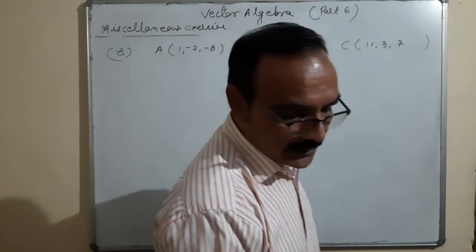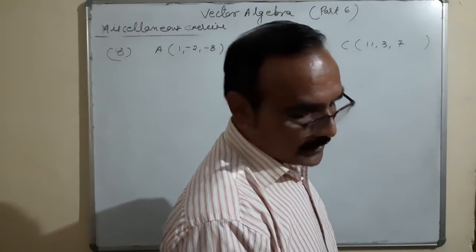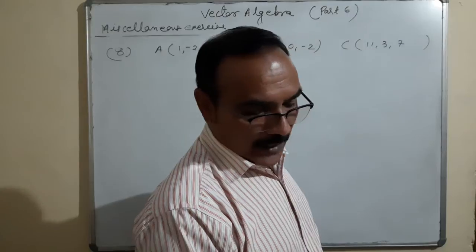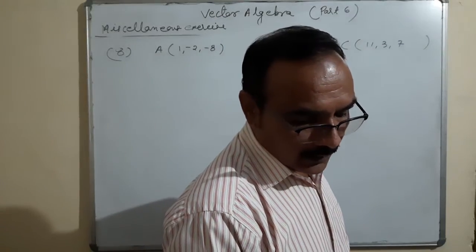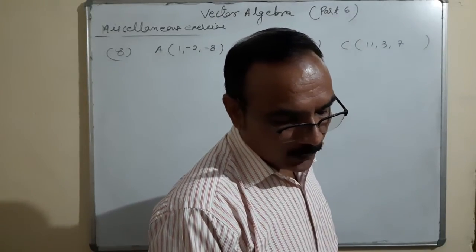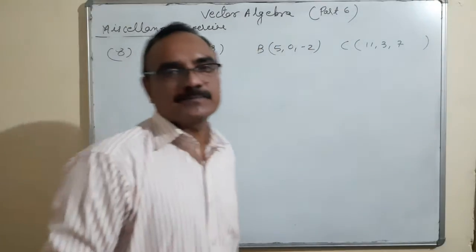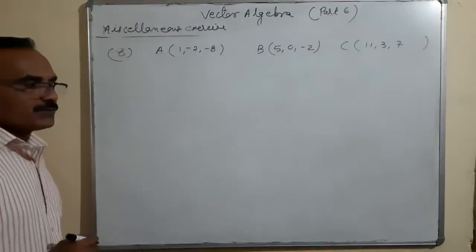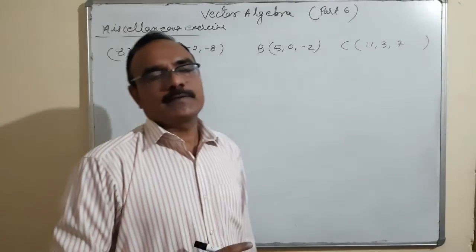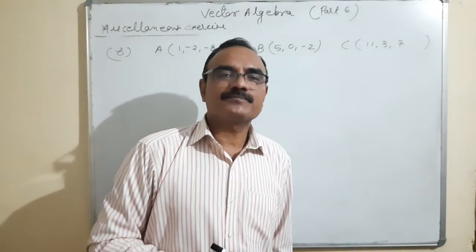These are the 3 points: A(1, -2, -8), B(5, 0, -2), and C(11, 3, 7). Prove that they are collinear, and find the ratio in which B divides AC. Two things are there. First we are going to prove that the points are collinear. How to find whether the points are collinear?